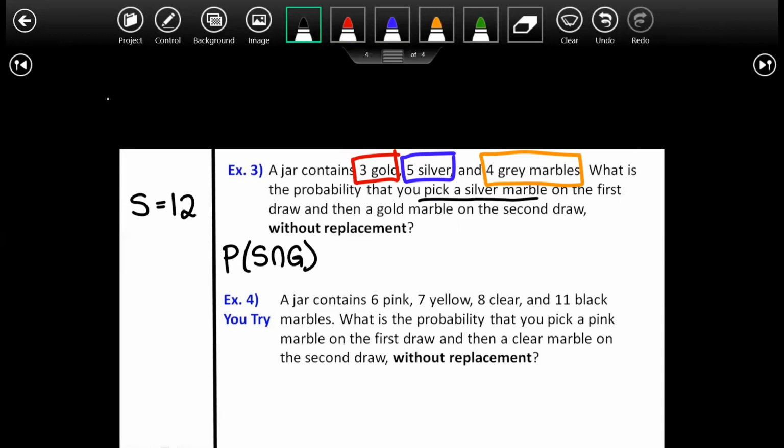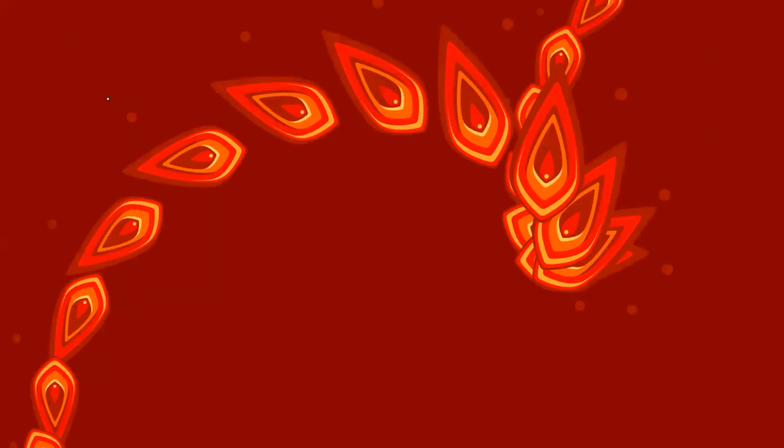So let's see if we can do this. What's our probability of getting a silver? 5 of the 12 of getting a silver marble. But we're going to take that marble and put it in our back pocket. How many do we have remaining? 11. Now we want to see how many we're looking at for our goal. 3 of the remaining 11 we have a possibility of getting. That's it. We're going to get 15 over 132. Good. That's all I want to see.